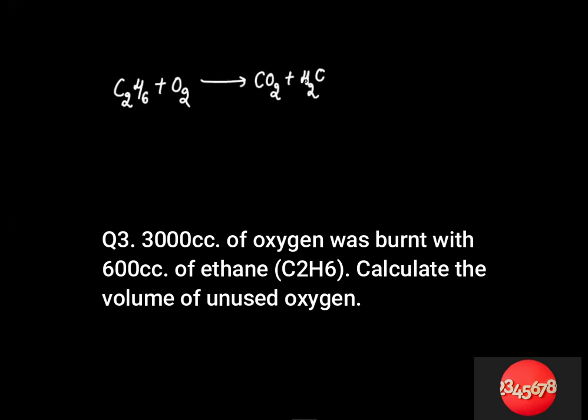Now just balance it. It should be 2 times 2, 2 twos are 4. If it is 4 here, then it will also be 4 here. And then oxygen, we'll make it even by 6, and then this will become 7 to make 14. Balanced? Balanced? Do try on your own.